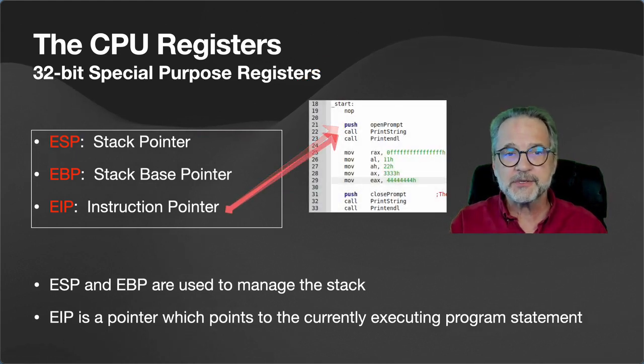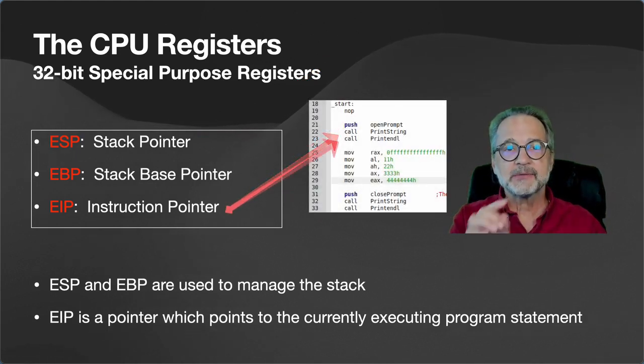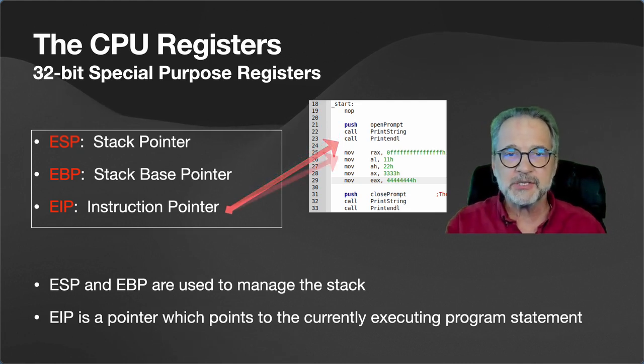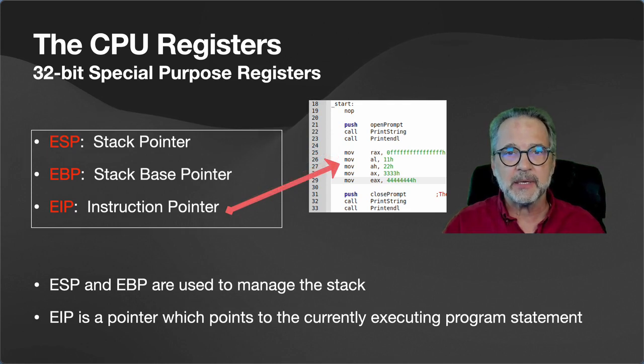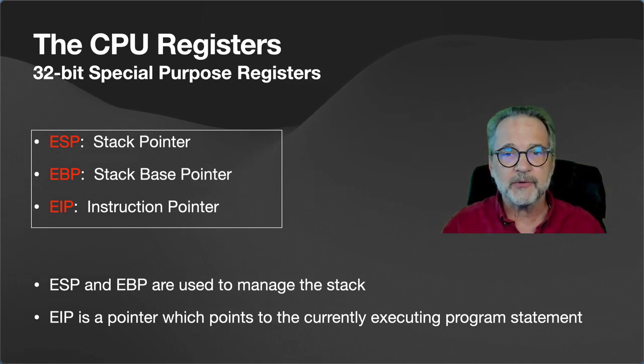So your code is just data. And there's got to be a pointer that points to each line of code as you're getting ready to run it. And that's what the EIP, the instruction pointer, is all about.